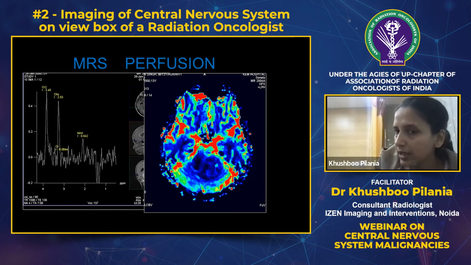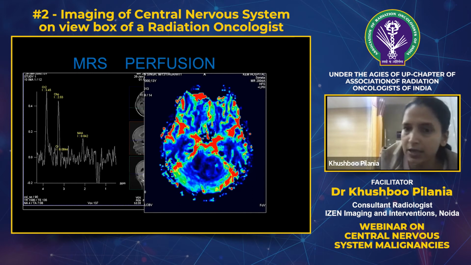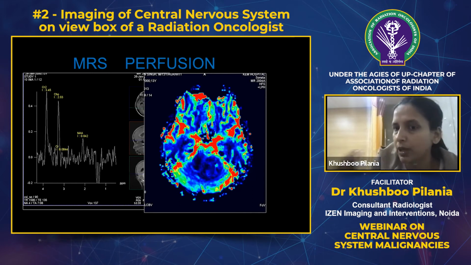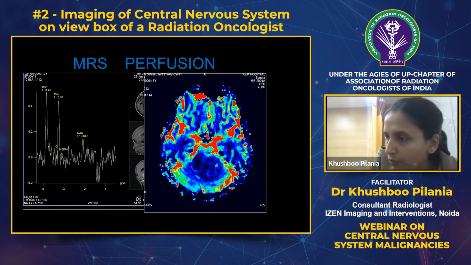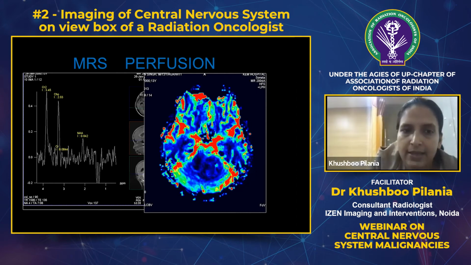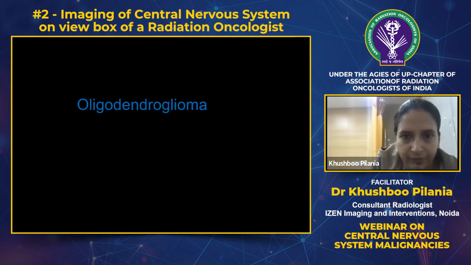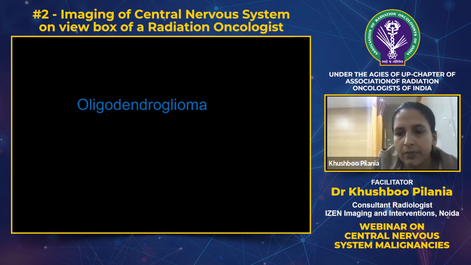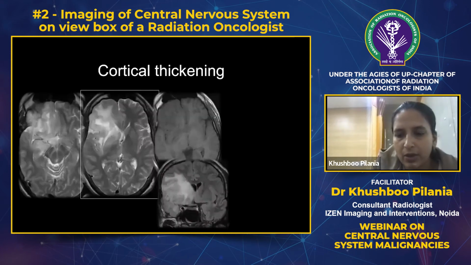So though the tumor enhanced, which raised an alarm that it could be an aggressive tumor, on perfusion there was very low perfusion, which tells us that yes, the lesion is not so aggressive. The other primary brain lesion that we come across very often is the oligodendroglioma.